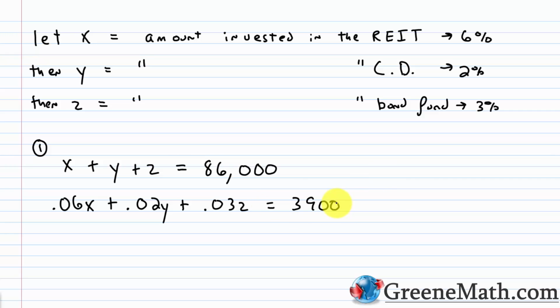And again, this comes from the simple interest formula. I have a 6% interest rate times an amount invested of x for my REIT. If I multiply these two together, I get the amount of interest earned from the REIT in 1 year. I add that to the interest earned from the CD for 1 year, and to the interest earned from the bond fund for a year, and the total, as told to me in the problem, is $3,900. So this is my equation 2. Let's see if we can get a third equation.